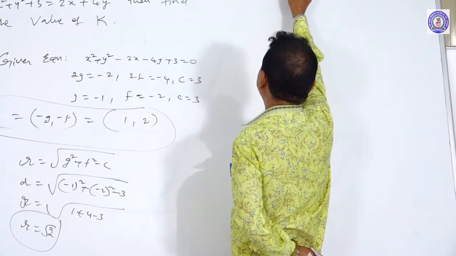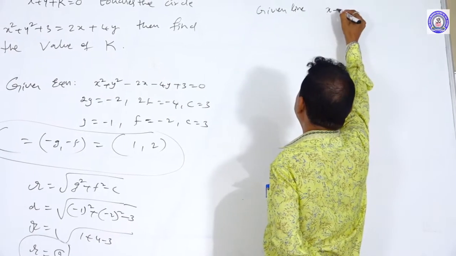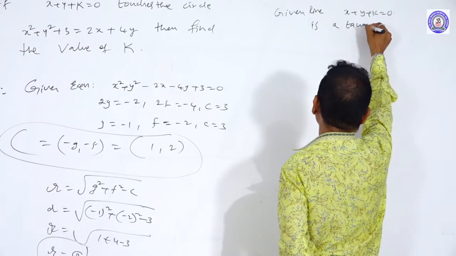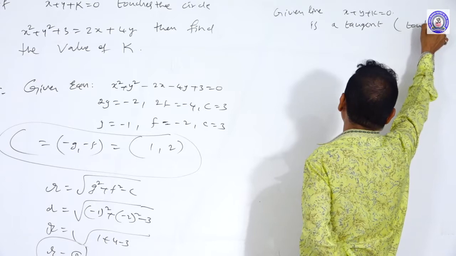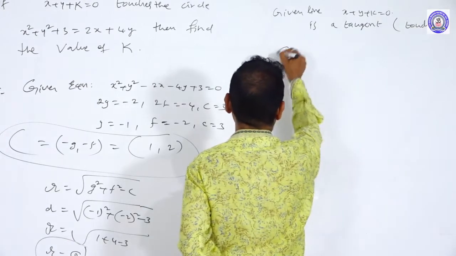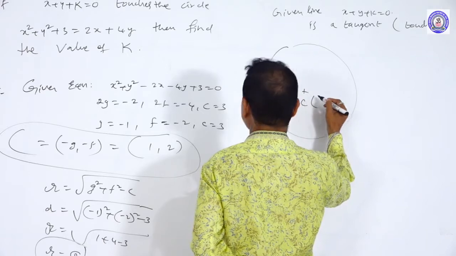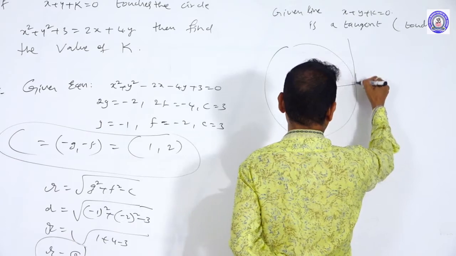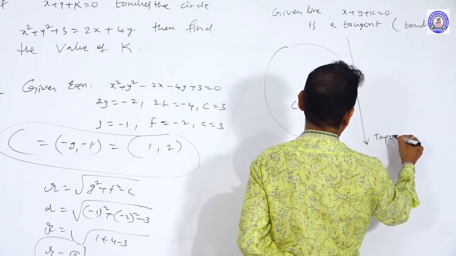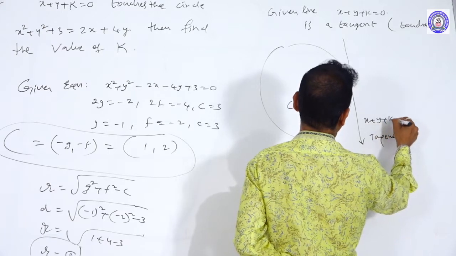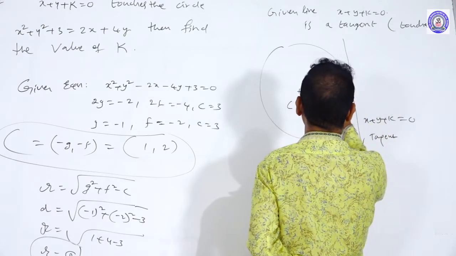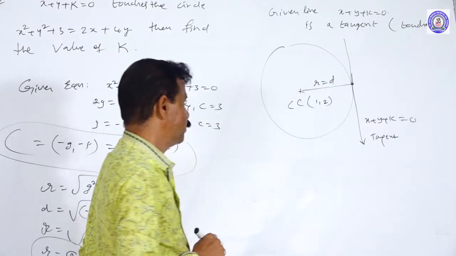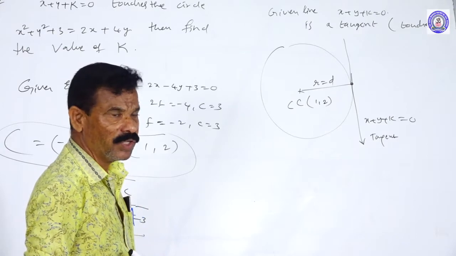Given line x plus y plus k is equal to 0 is a tangent. It means touches. So the diagram is like this. Center C is 1 comma 2. This is the tangent, that equation x plus y plus k is equal to 0. Here R is equal to D. If it is a tangent, then R is equal to D is the condition.